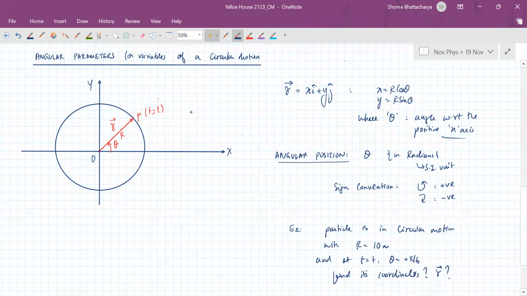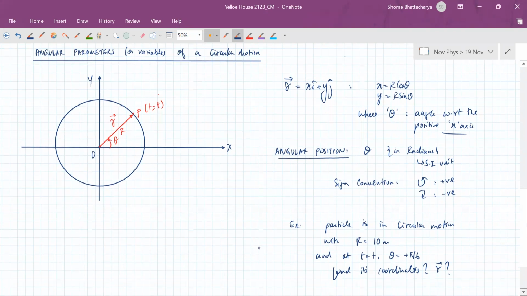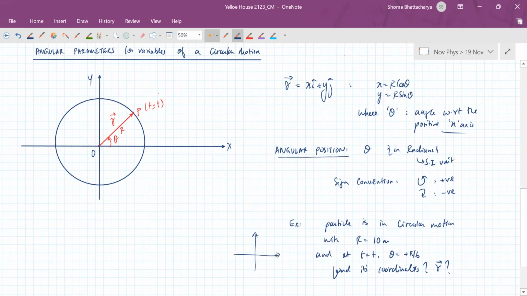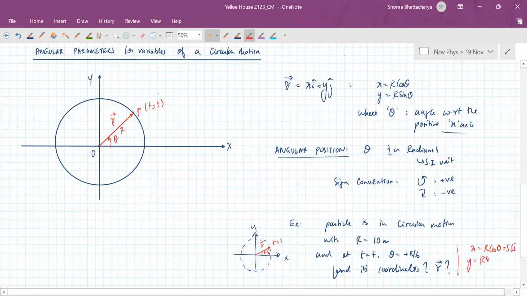So then immediately from this information that theta is equal to plus pi by 6, we can both visualize as well as express in terms of values the coordinates, the position vector, etc. You can see that x will become... in meters. Yes, that's correct.